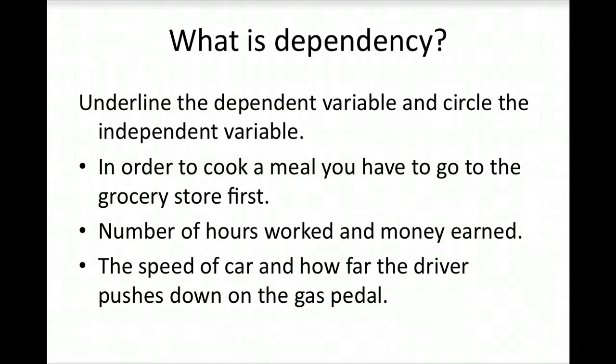Now the first sentence we're going to look at is, in order to cook a meal, you have to go to the grocery store first. That means cooking the meal depends on going to the grocery store. Thus, cooking the meal is the dependent variable, and going to the grocery store is the independent variable. So keep in mind, we're going to underline the dependent variable, which is cooking a meal, and we're going to circle the independent variable, go to the grocery store.